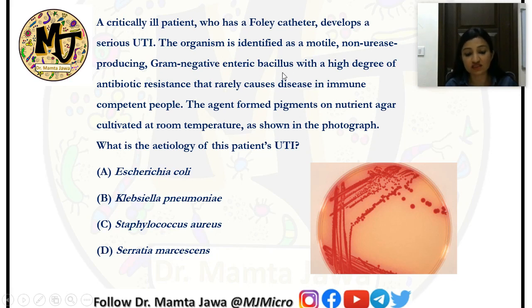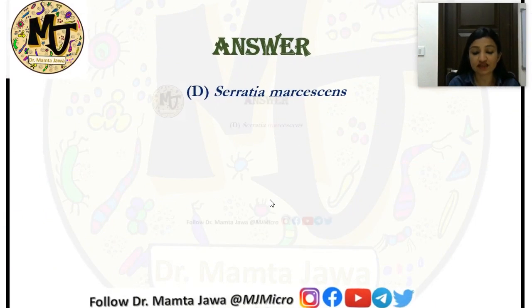Now, the organism in this particular patient shows pigments on nutrient agar as seen in this picture, and as you can clearly see, it's a red colored pigment which is confined to the colonies only. It has not diffused into the medium. So it's a red colored non-diffusible pigment, which is a characteristic feature of what? Not Escherichia coli, but Serratia marcescens. And Serratia marcescens is a non-urease producing organism, just like Escherichia coli. But it is the only organism amongst all these 4 types which is associated with red colored pigment production. So the answer in this case is Serratia marcescens.